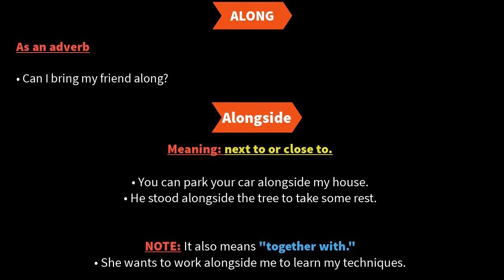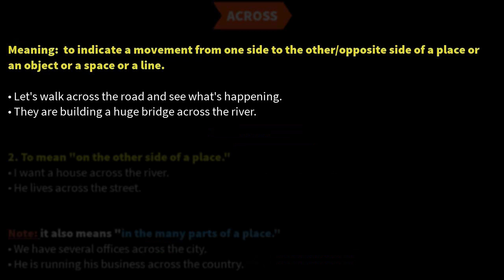All right, let's look at the next preposition, across. Guys, across is used to indicate a movement from one side to the opposite or the other side of a place or a space or a line. One side of something to the other side. A movement from one side to the other.